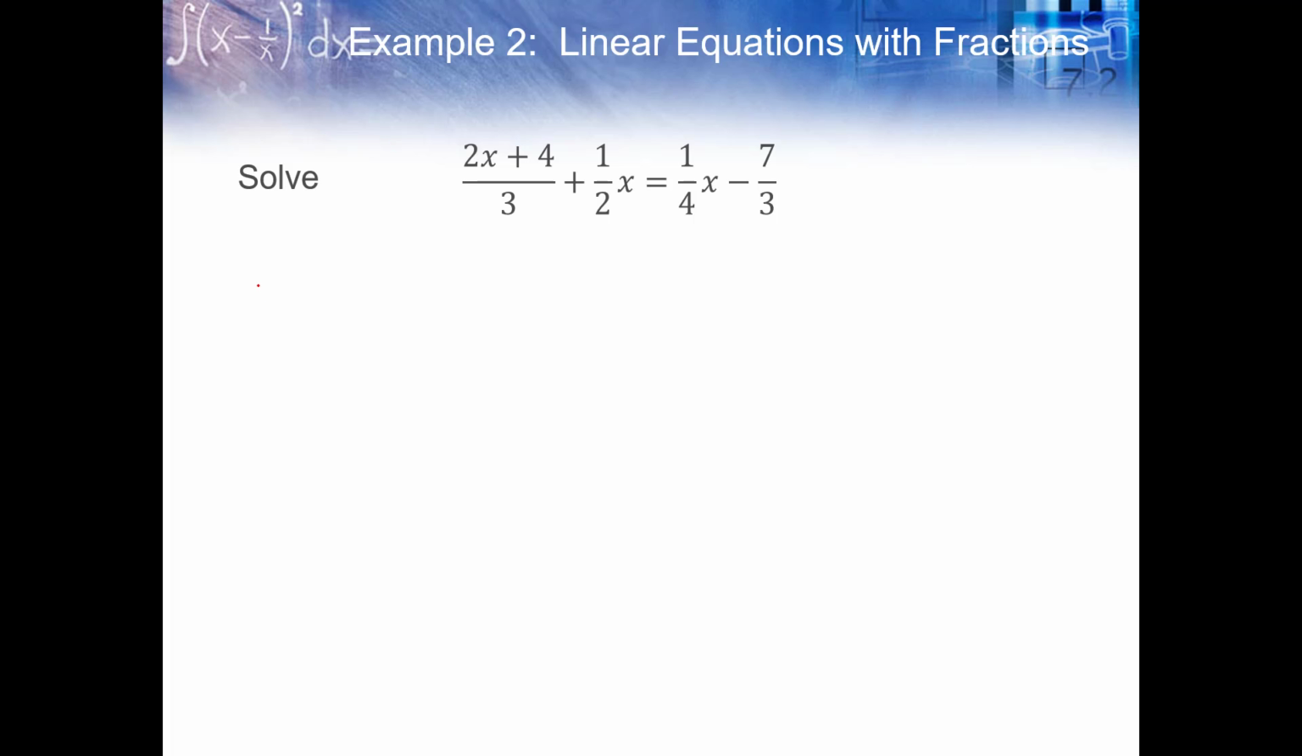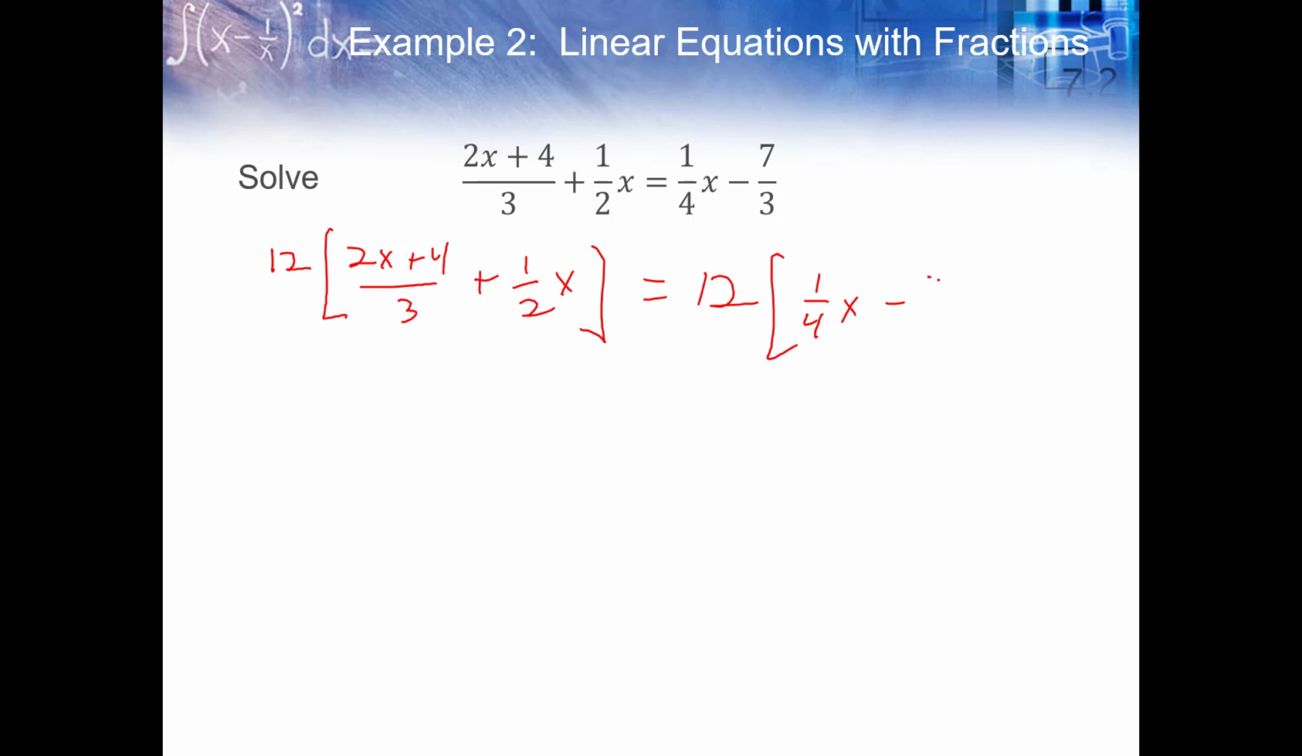So we will have 12 times the quantity 2x plus 4 divided by 3 plus 1/2 x, and that's going to be equal to 12 times the quantity 1/4 x minus 7/3. Notice how I do the exact same thing on both sides. Okay, now I'm going to go ahead and use the distributive property.